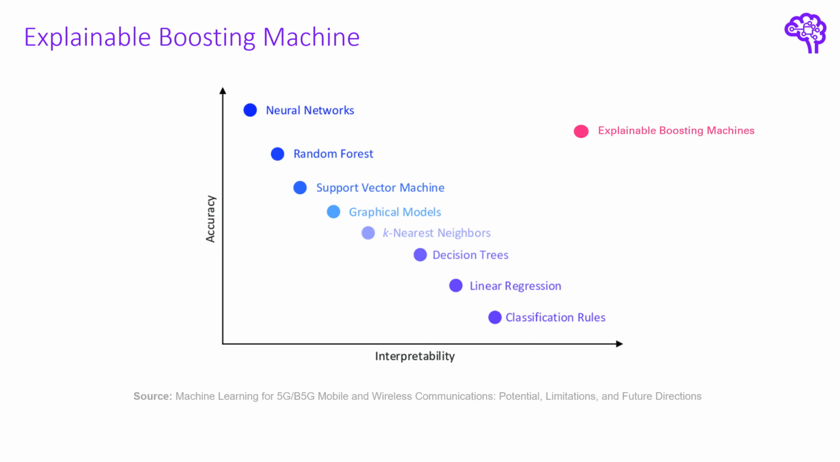So now let's talk about the last by design interpretable model on our list. Explainable boosting machines were developed by Microsoft Research, and their goal was to mitigate the trade-off between interpretability and accuracy. So if we think about the graph we've seen before, EBMs would be on the top right, like this.